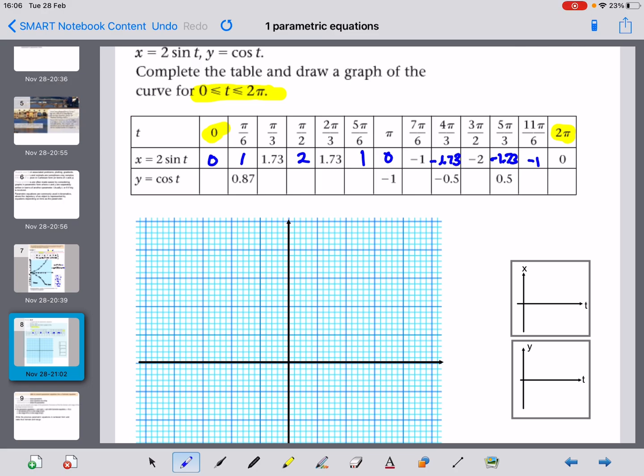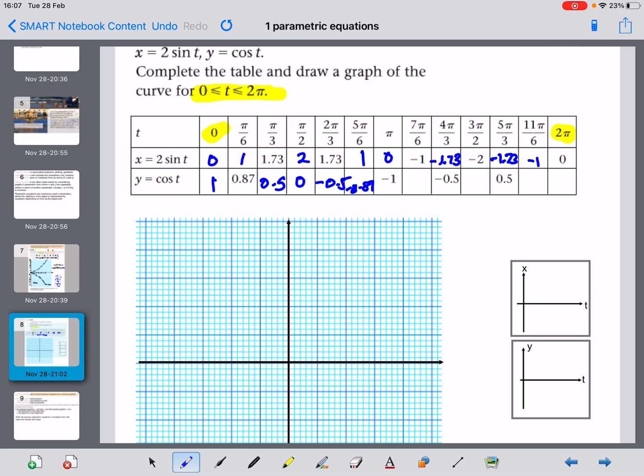Now we can work out the y values by substituting the t values into cos t. So when t is 0, y is cos of 0, which is 1. When t is pi on 3, y is 0.5. When t is pi on 2, cos pi on 2 is 0. When t is 2 pi on 3, cos of that is negative 0.5. When t is 5 pi on 6, cos of 5 pi on 6 is negative 0.87.